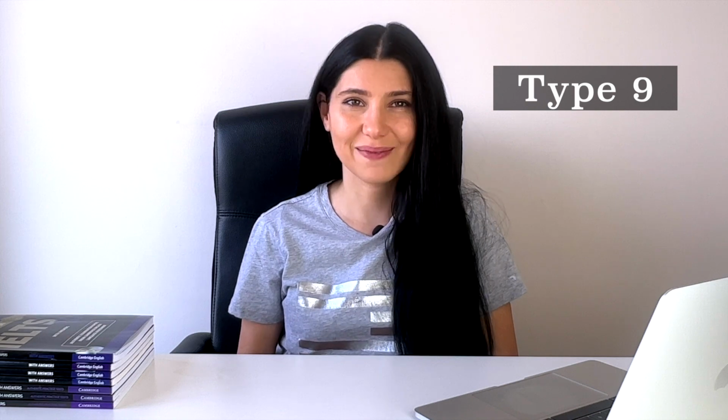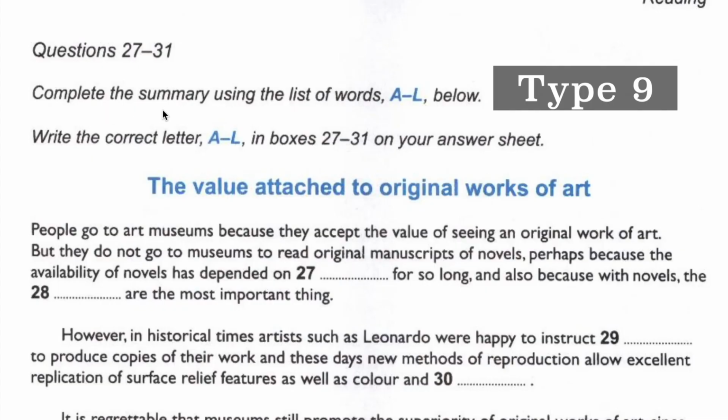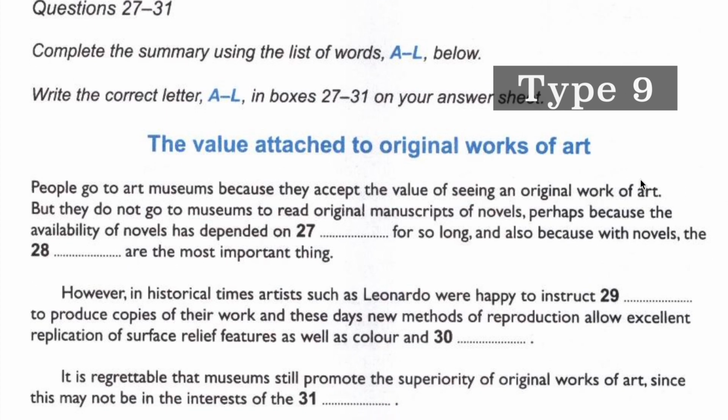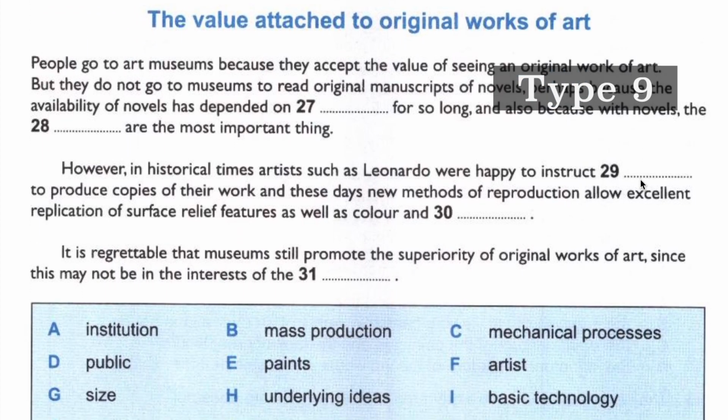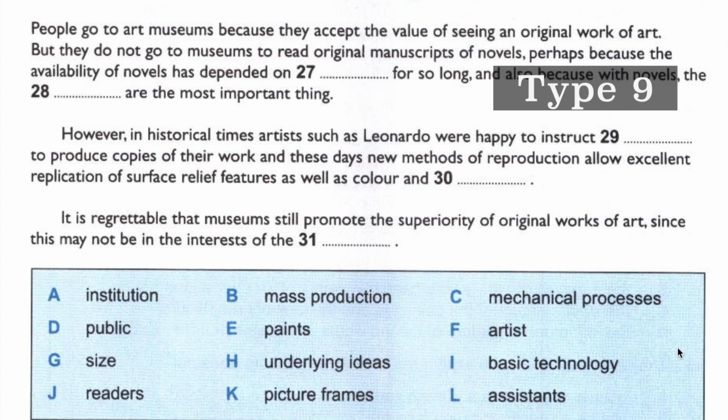Let's look at it. Complete the summary using the list of words A to L below. Write the correct letter A to L in boxes 27 to 31 on your answer sheet. Be careful that although you'll be completing the summary with words, you need to write only the corresponding letters, not the words and phrases themselves.